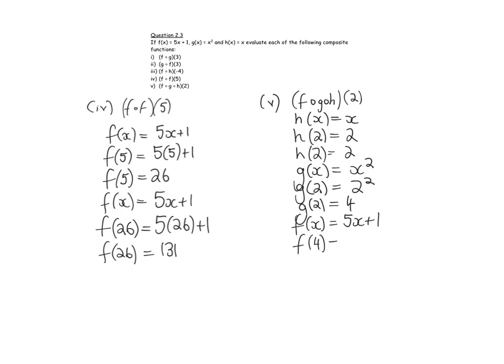So we have f of 4, 5 times 4 plus 1. So f of 4 is going to be 21. That's as complicated, I hope, as these questions are going to get. There might be a tiny bit of a difference in how it's written, but in terms of the content and understanding what's going on, think of it as the second letter before you do the first letter. So G before you do F, or F before you do G, depending on where it is.